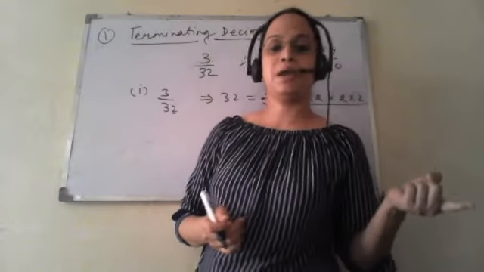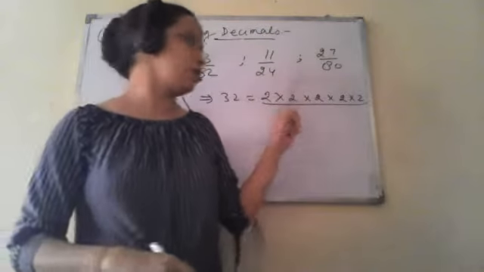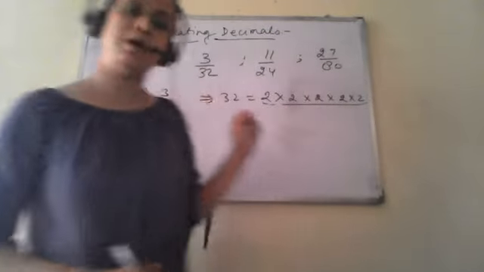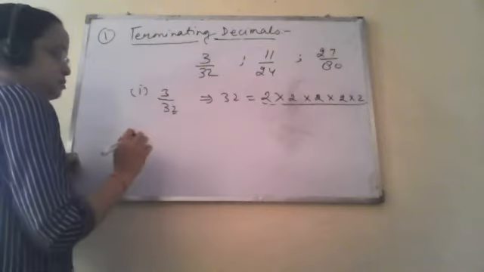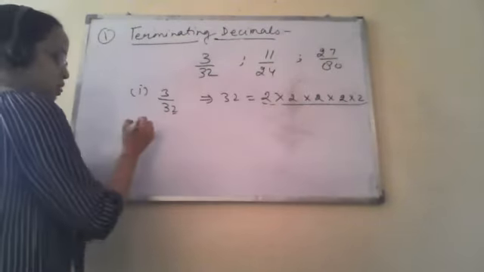There should not be any extra number or any additional number in their prime factors. Okay. So this consists of 2, so it will be a terminating decimal. Either 2 or 5 or both. So this is the condition.